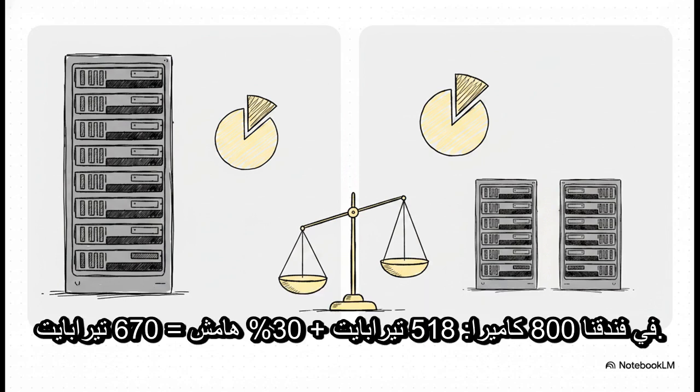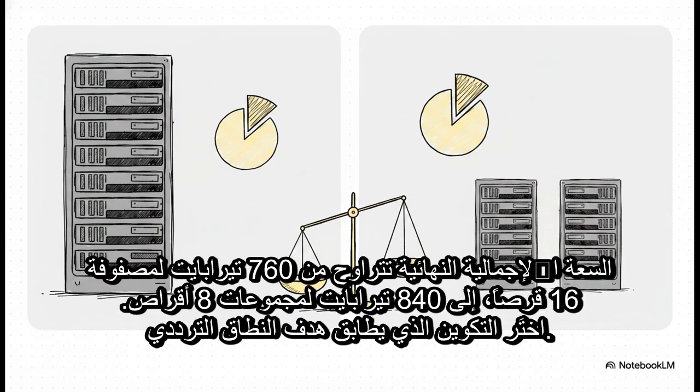Think about our 800-camera hotel. With that 30% headroom added, our 518 terabyte net jumped to roughly 670 terabytes. But depending purely on how you group your drives, your final gross capacity ranges from about 760 terabytes for the 16-drive array all the way up to a massive 840 terabytes for the 8-drive groups. You really have to pick the array configuration that perfectly matches your bandwidth target.